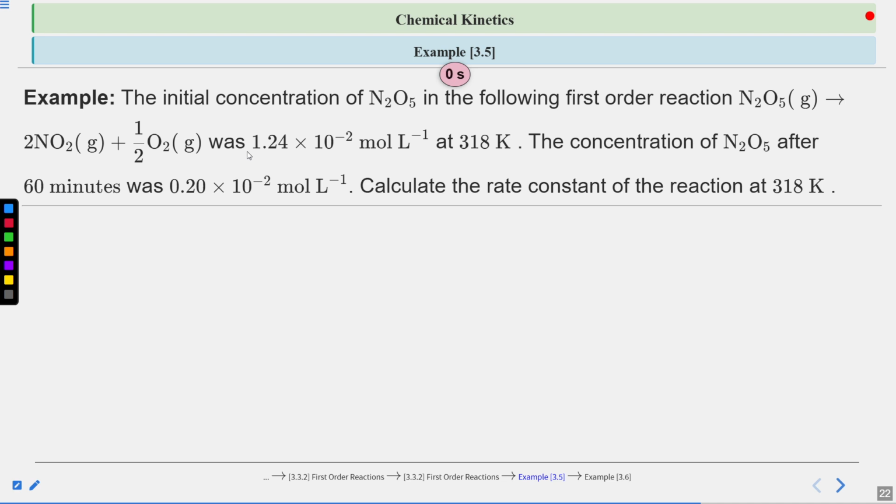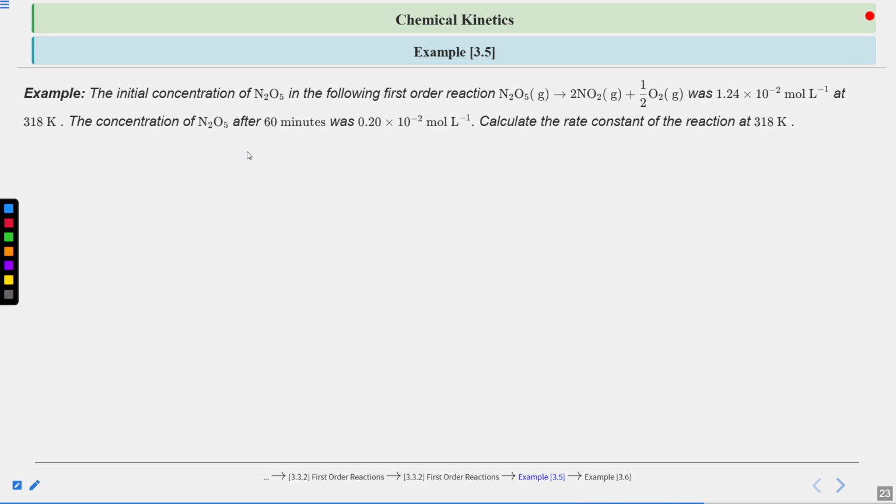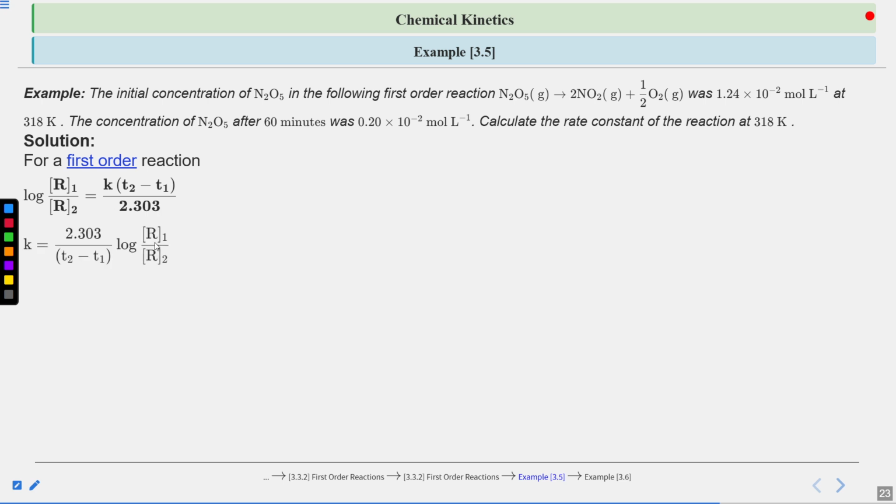Okay, let's see. So for this given example, first of all, we know that for a first order reaction, if we have been given two concentrations at two different times, then we use this equation: log of R1 by R2 is equal to K times (T2 minus T1) upon 2.303. So K from here will be 2.303 divided by (T2 minus T1) times log of R1 by R2.